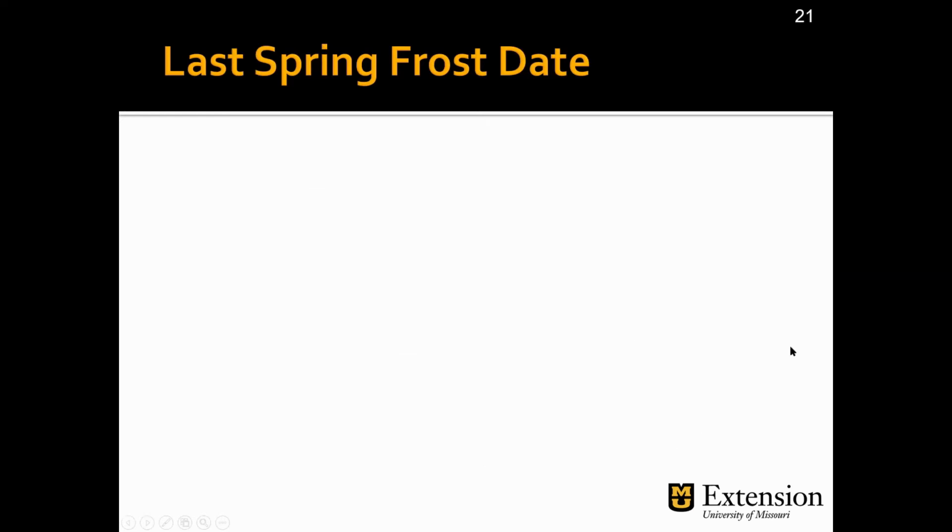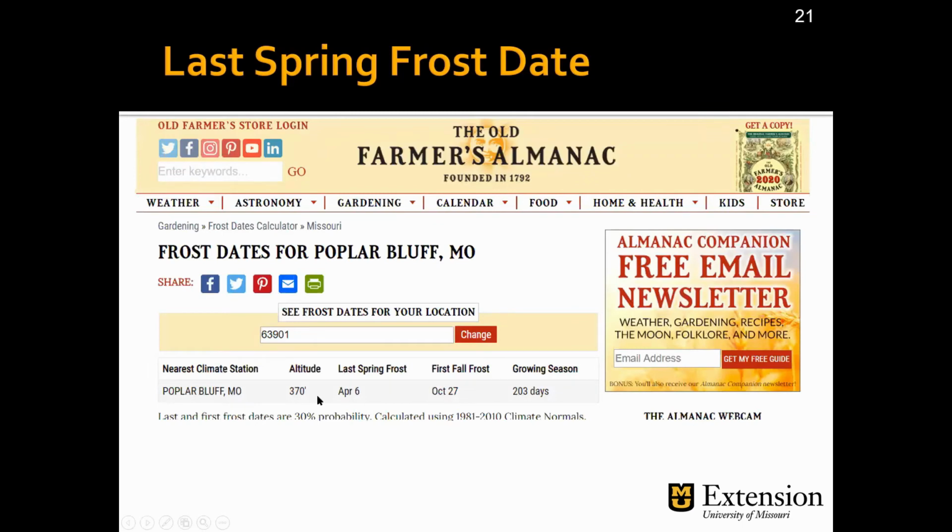One website that I like to look at myself is Farmer's Almanac. It has a frost date, and you put your zip code there, and it gives you the last spring frost date. But notice that there's a disclaimer at the bottom that says there's a 30% chance that that's going to happen, because this is based on averages, and it's hard to predict what's going to happen next with the weather.